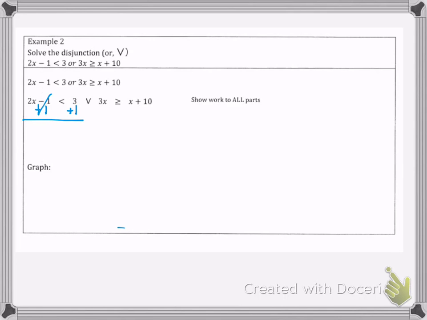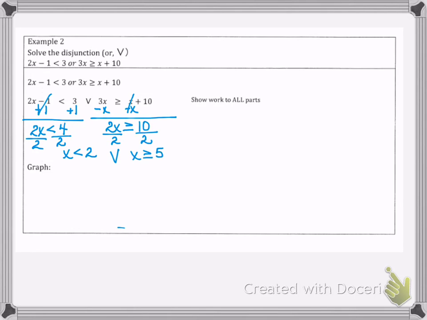And that's going to give me 2x less than 4, and then I'm going to divide both sides by 2, giving me a solution here of x is less than 2. Or, on the other side, we want to move the 1x over by subtracting x from both sides. That gives me 2x greater than or equal to 10, and I'm going to divide both sides by 2. So, or x should be greater than or equal to 5.